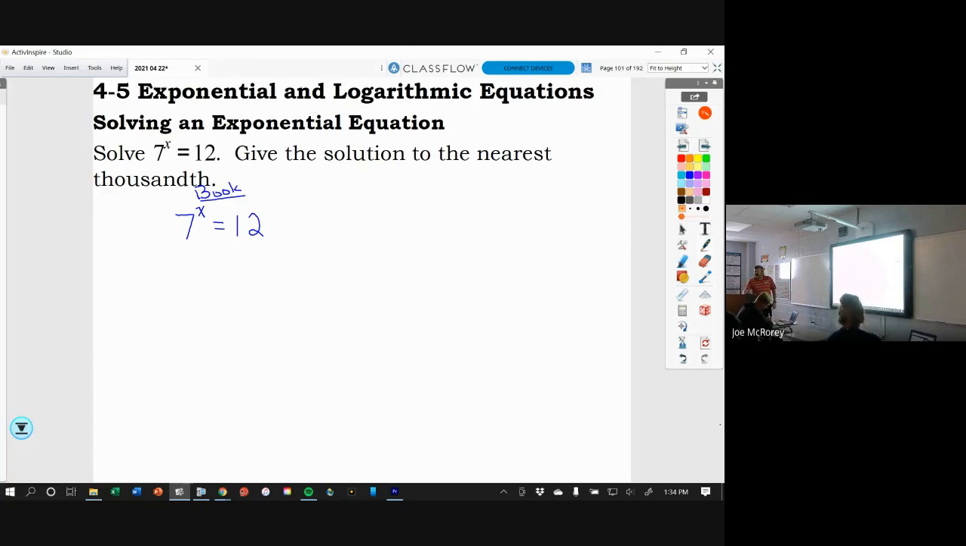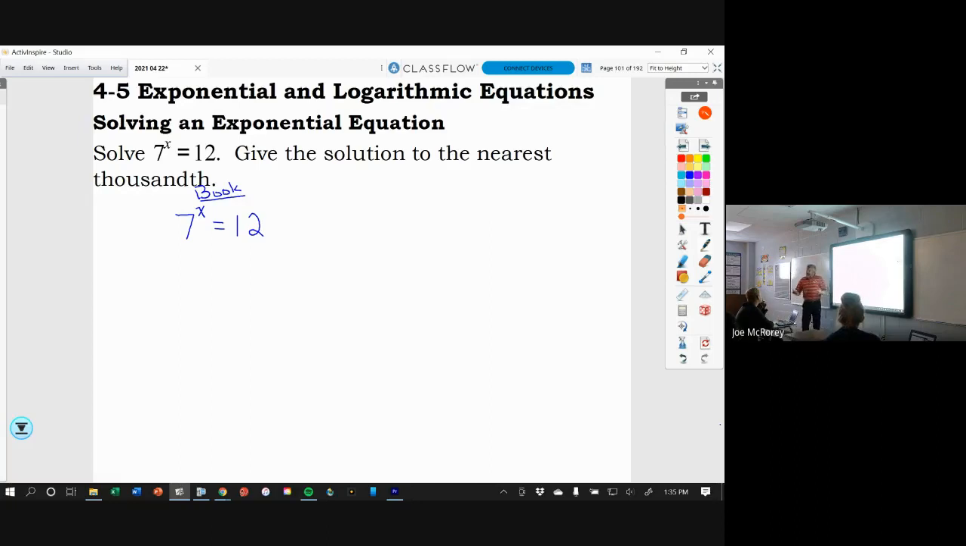This is exponential, right? The variable x is located as an exponent. So by definition, it's exponential. In order to undo an exponential, I have to do the inverse of exponential. The inverse of exponential is log. Log undoes exponential.